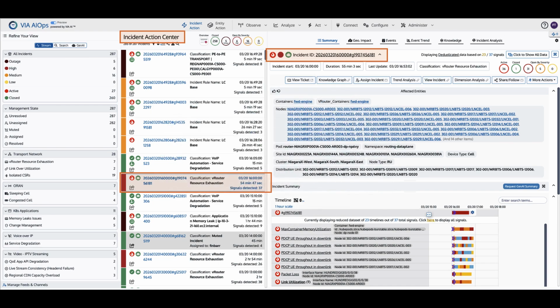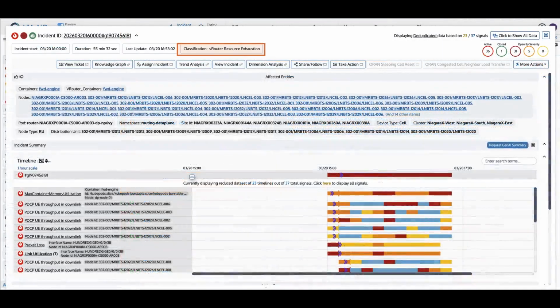In the VIA AIOps Incident Action Center, we can see an example of an incident where all the causes and effects of the problem have been correlated into a single incident. The first thing we notice is that the incident has been automatically classified as a virtual router resource exhaustion problem, so the fix agent knows immediately what the issue is.